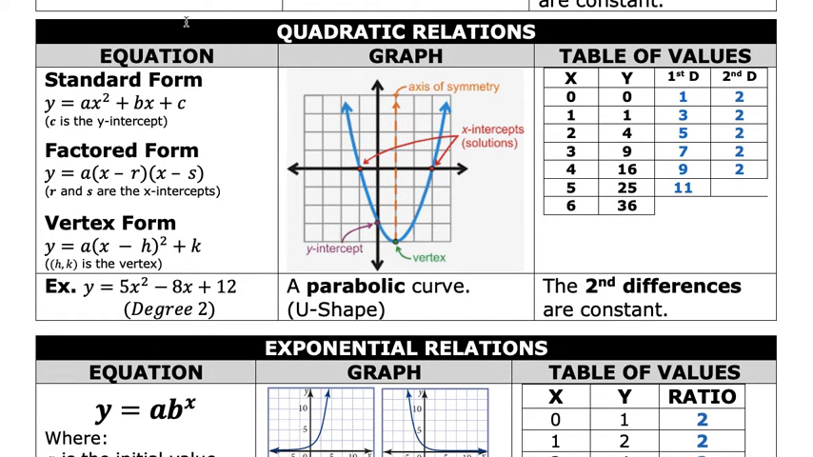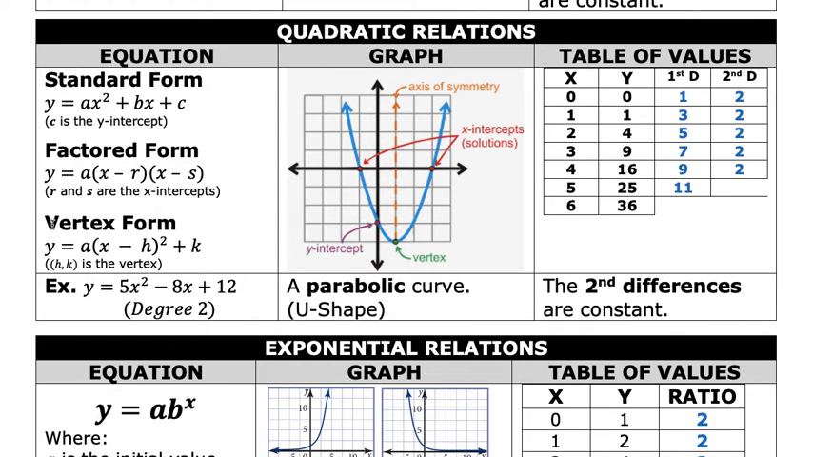Quadratic relations. As an equation, we can express a quadratic relation in standard form, factored form, or vertex form. What do they have in common? Each of these terms are degree 2 polynomials. Notice that x squared is the highest power of x. And it's not obvious in factored form, but if you were to expand and simplify, we would have x times x, which is x squared.